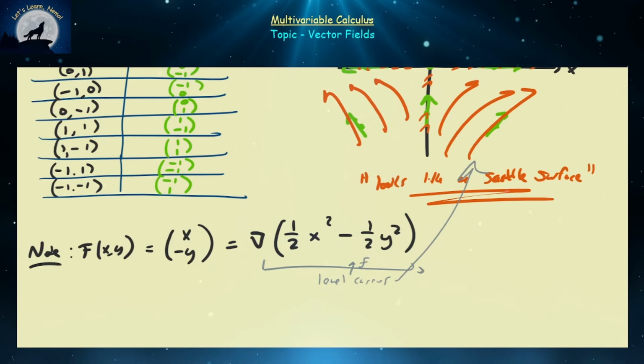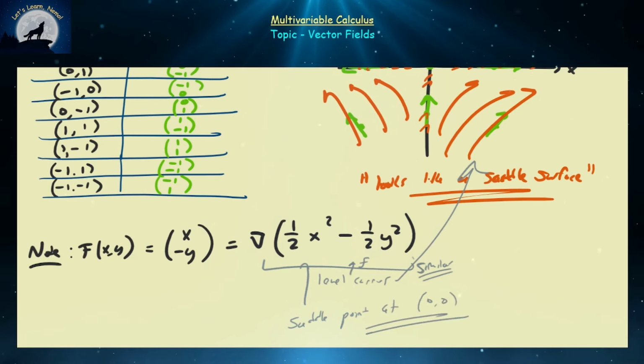right? So it's very similar. Not necessarily equal to each other because they represent different things, but they are similar nonetheless. And also keep in mind this curve does have a saddle point at the origin 0, 0. So there are definitely lots of similarities between the level curves of this saddle surface and the representation or the vector field that is generated from this vector x minus y.